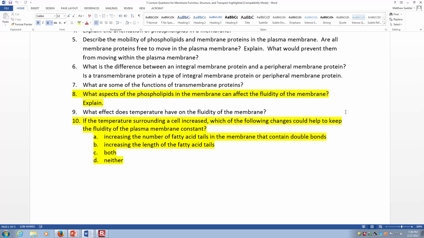Number 10 is asking a question similar to the one that you had on the exam, but it's asking the opposite in terms of the temperature change. The temperature surrounding a cell increased. Which of the following changes could help to keep the fluidity of the plasma membrane constant?